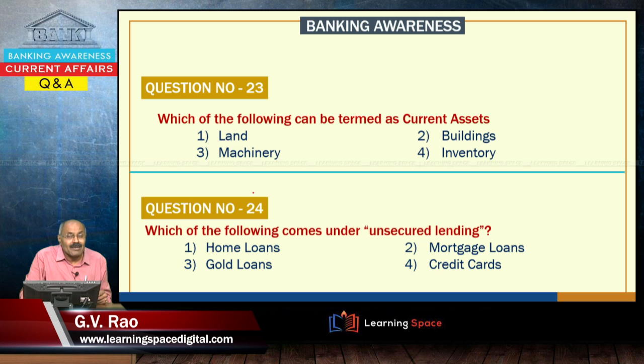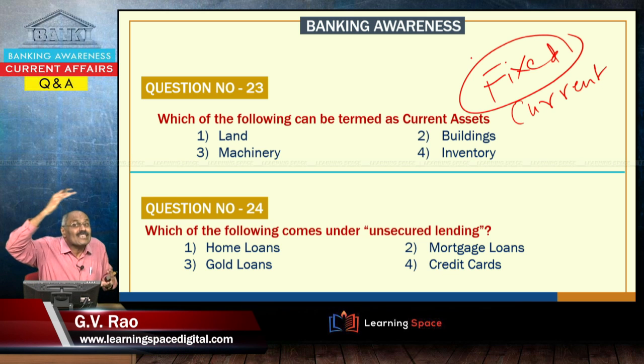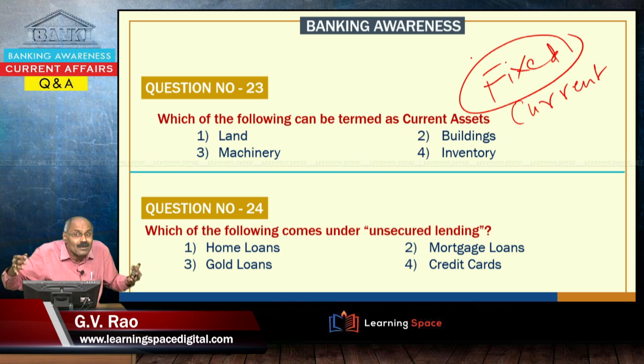Which of the following can be termed as current assets? In economics, you come across two words: fixed assets and current assets. What is the difference between fixed assets and current assets? This is a very important term, please understand. Fixed assets means assets which are fixed: land, buildings, machinery. They cannot be converted to cash value, they are locked up, and they are basically used for producing something.